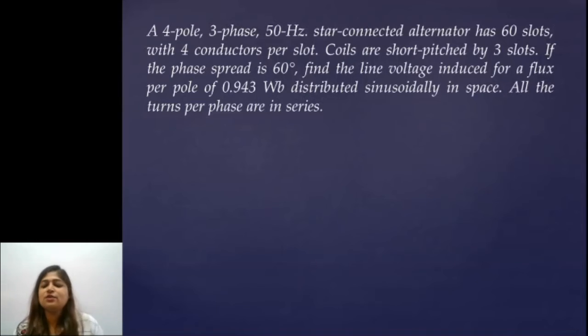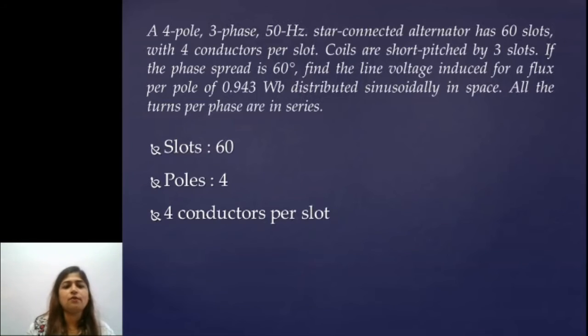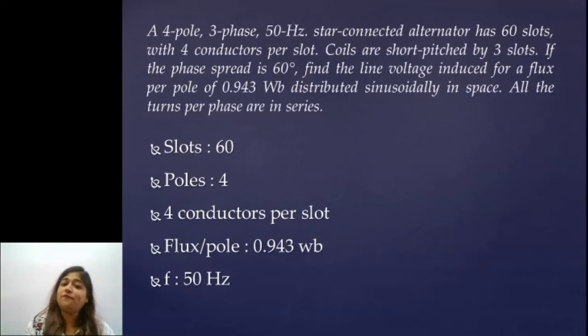Okay, so let's write down the data. Slots are 60, poles are 4, 4 conductors per slot, flux per pole is 0.943. f is 50 Hz, given.